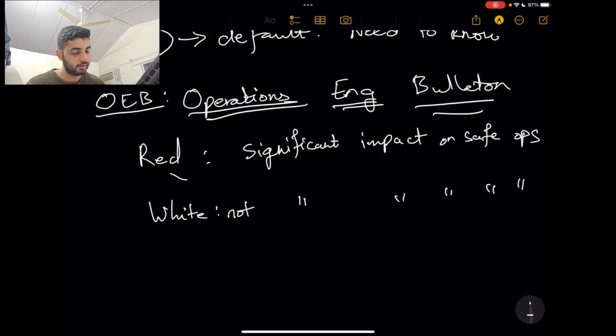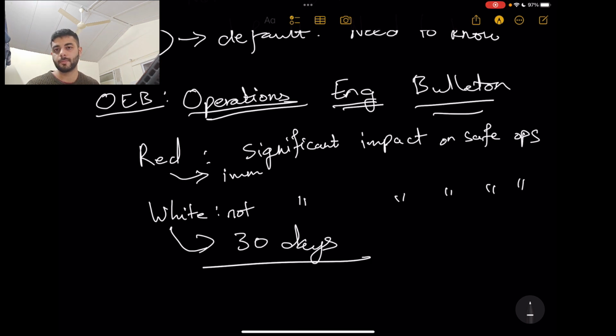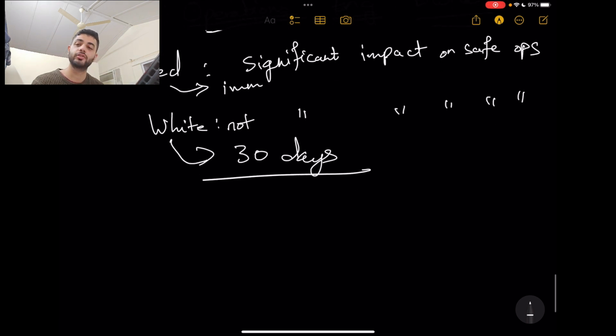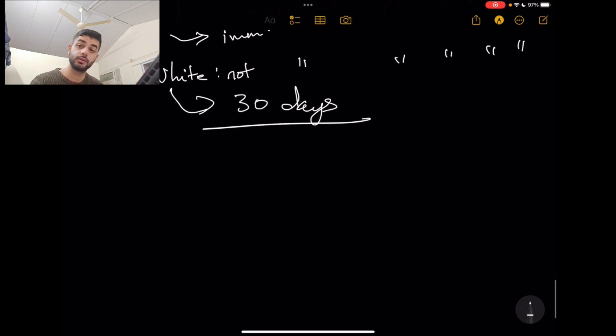Red needs to be given immediately. White can be sent to the flight crew in 30 days. Flight crew can get the white one in 30 days. The red one has to be sent immediately to the flight crew. This is the issue. Please make sure you follow this.